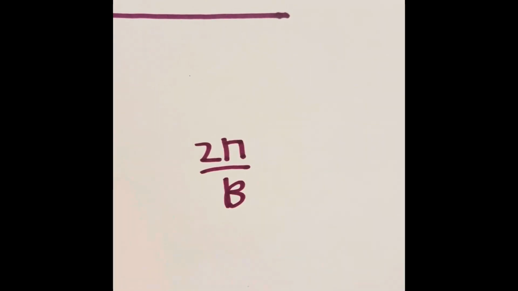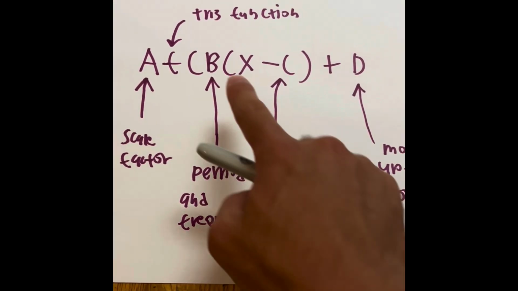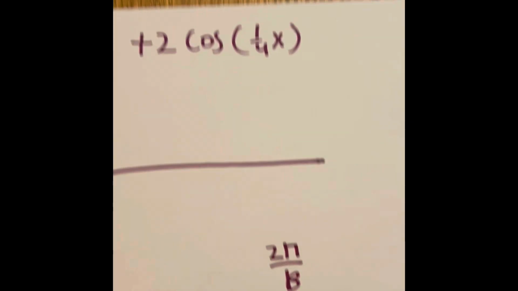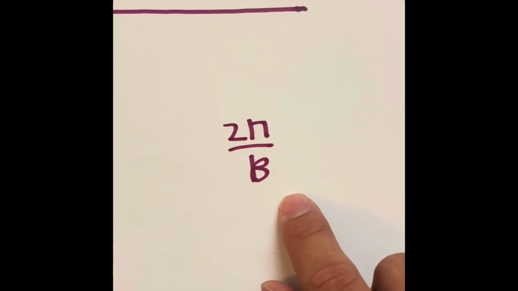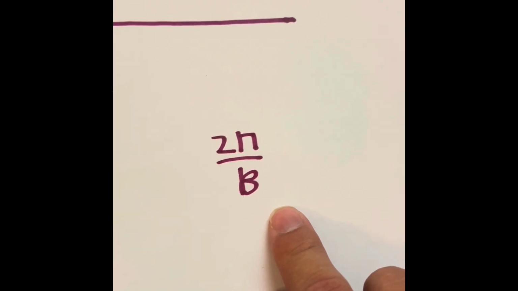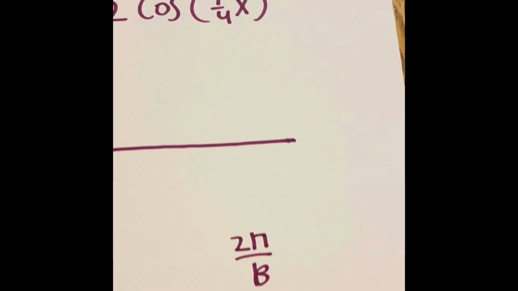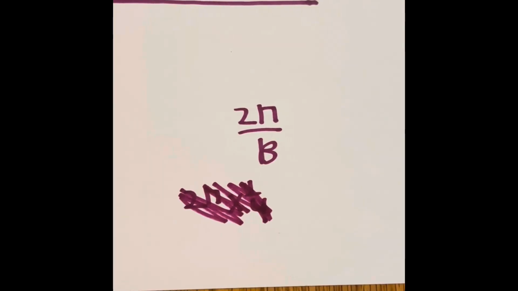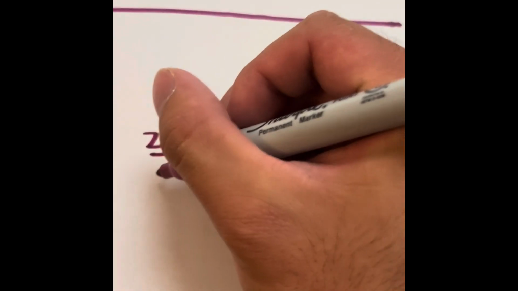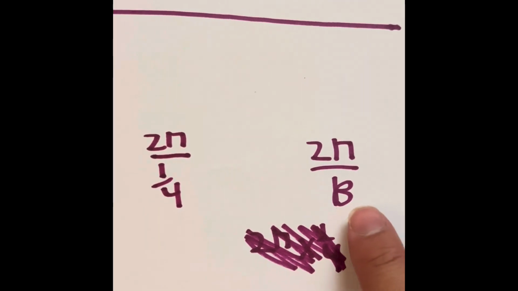The b represents the period and the frequency, which explains why this equation has a b right up here. So we have 2 pi divided by b, and it turns out that our b right after the function is 1/4 x. So we're going to do 2 pi divided by 1/4. That's because the 1/4 represents the b value.